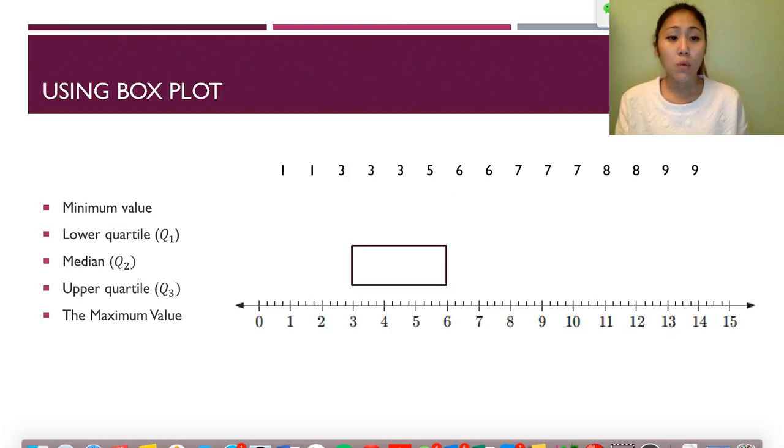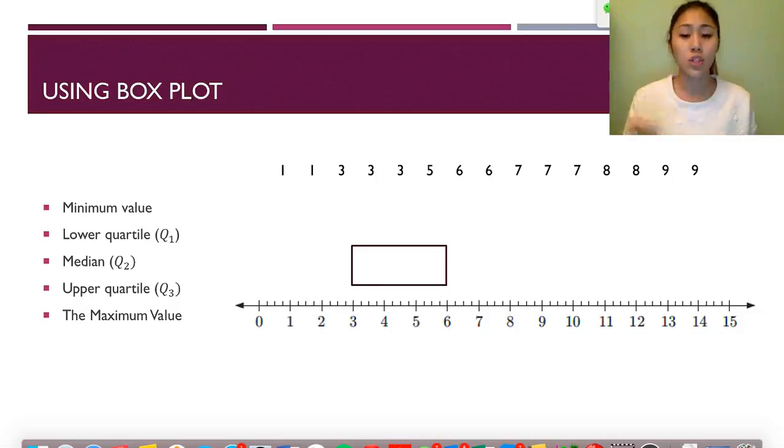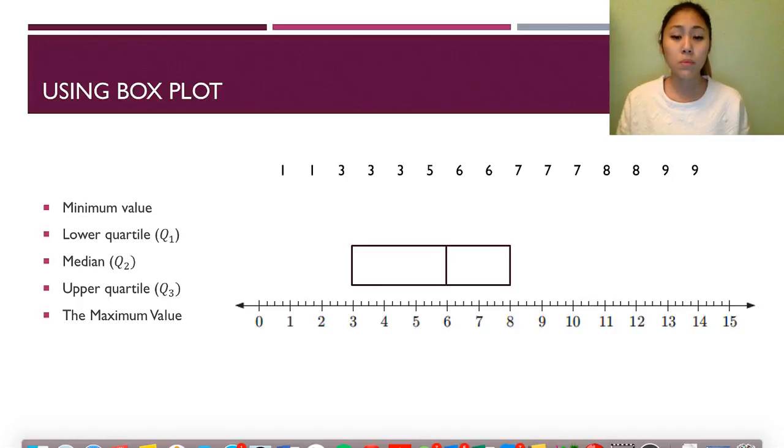You plot your lower quartile, which we said was 3, so the endpoint of your box is 3. Your median, which was 6, so you plot the right-hand end at 6. So that essentially makes your box. In order to include the upper quartile, you draw another box between the median and the Q3. So the median was 6 and the upper quartile was 8. So you draw another box. This gives us the interquartile range.